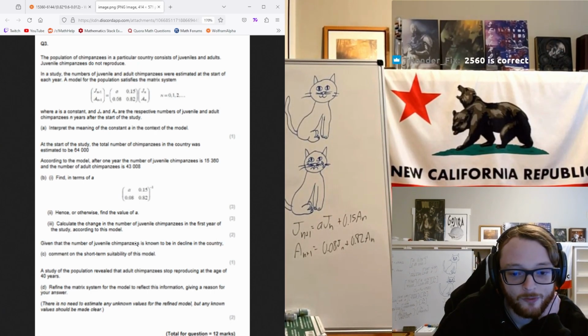Given the number of juvenile chimpanzees known to be in decline in the country, comment on the short-term suitability of this model.